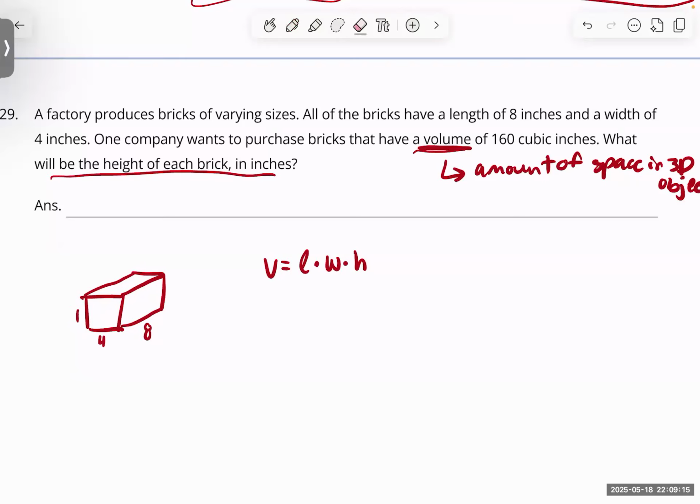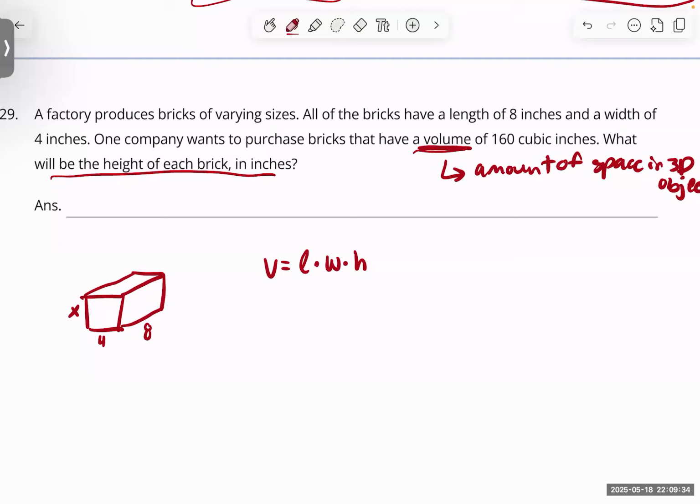So height is always vertical. I mean, again, it doesn't matter in this situation. But essentially, what will be the height, meaning we'll assign it a variable and we're going to solve for it. So I'm going to let x be height, or h, use whatever variable you want.